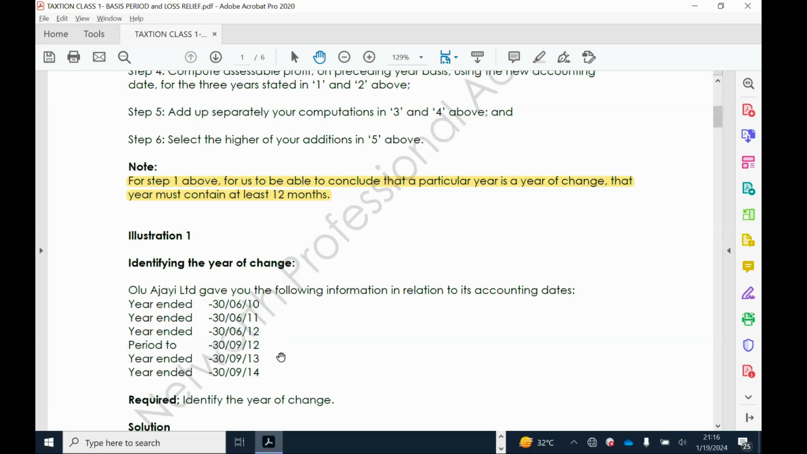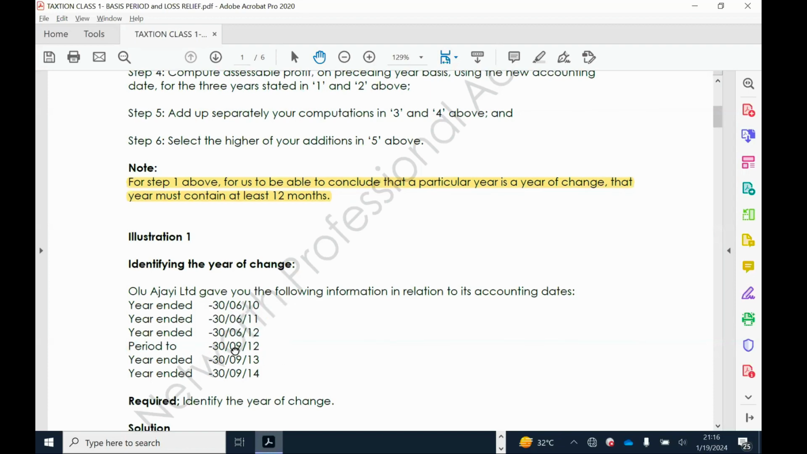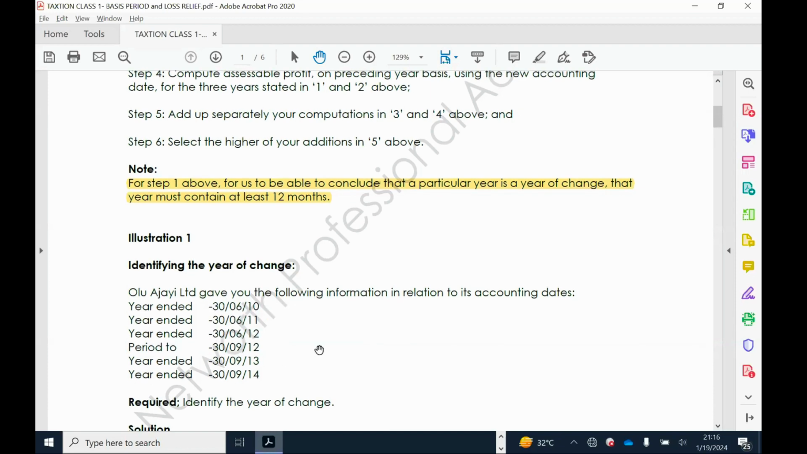So for the purpose of tax, we cannot say that this is our year of change, because between the last period and our period of reference is just 3 months, it's not up to 12 months. So technically, the following year that has at least 12 months is what will be our year of change. Aramide, please confirm to me that you understand. Yes, I'm with you, sir.